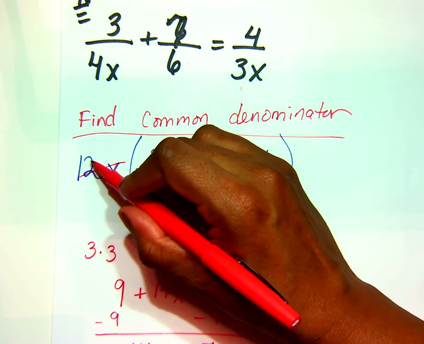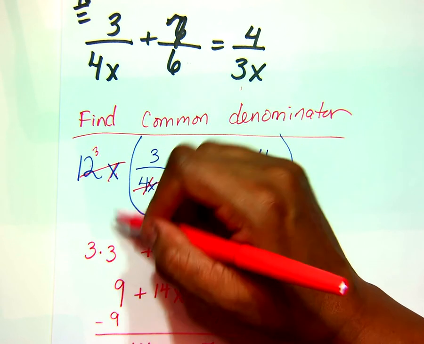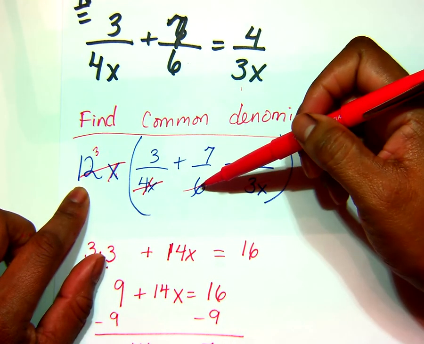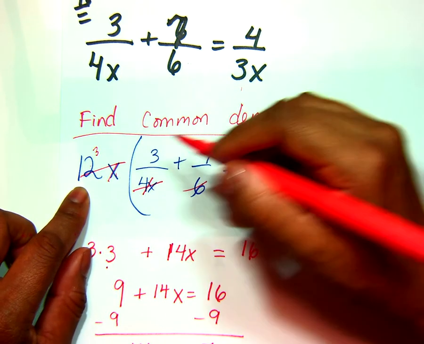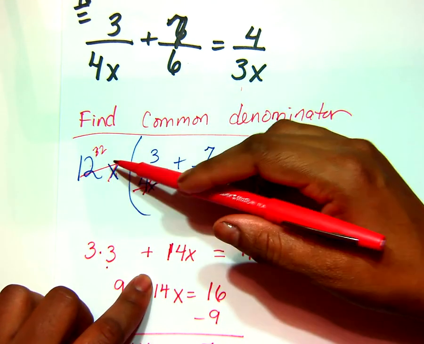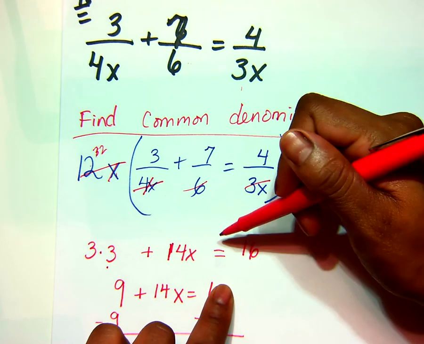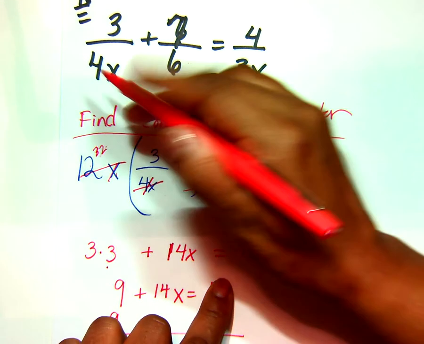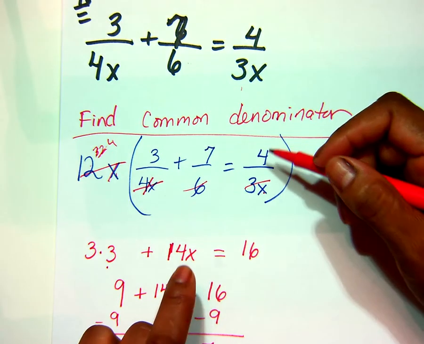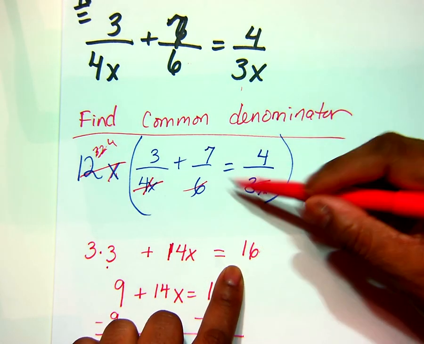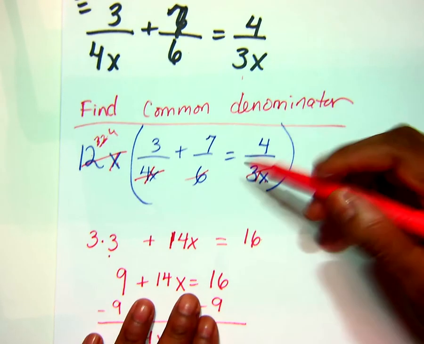So now that one was a 3. So 3 times 3 gave you the 9. Now we got to move on to here. 6 can go into 12 2 times. 2 times 7 gave you the 14. Bring down your x. Bring down your equal sign. 3 can go into 12 4 times. Therefore, you got 4 times 4, which gives you the 16. Notice how the x's cancel out.